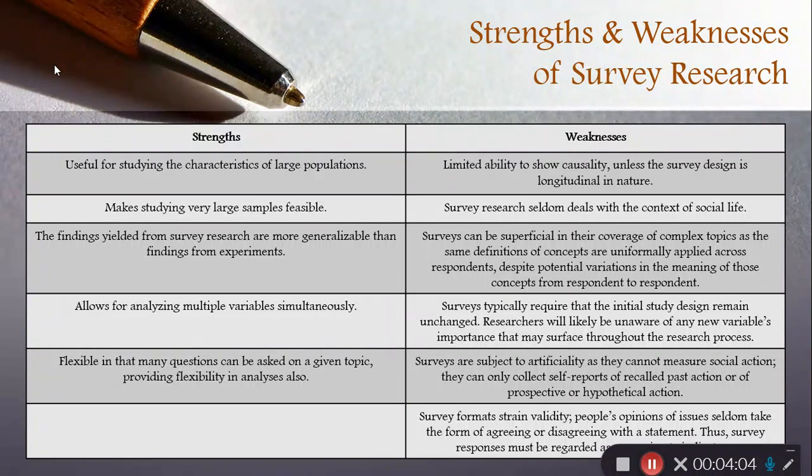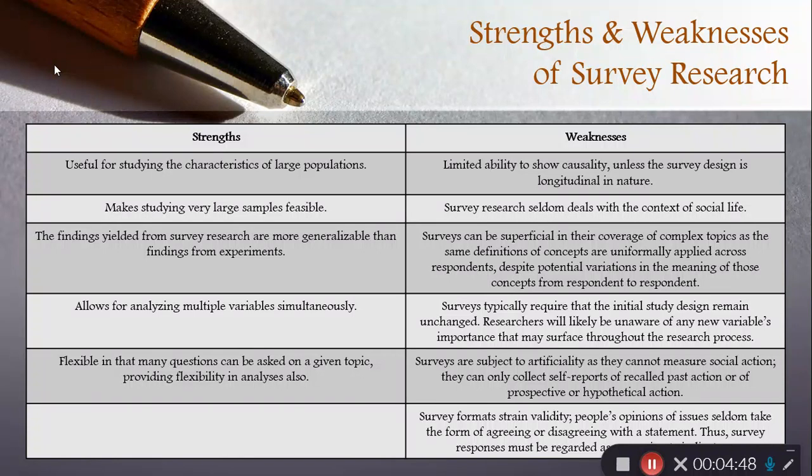So some of the strengths. One major strength of survey research is that it is useful for studying the characteristics of large populations, as I just mentioned. Similarly, it makes studying very large samples feasible. In addition, because survey research allows us to gather information on a number of topics, it also allows for analyzing multiple variables simultaneously. In terms of weaknesses, as I have mentioned previously, survey research is limited in its ability to show causality unless the survey design is longitudinal in nature.